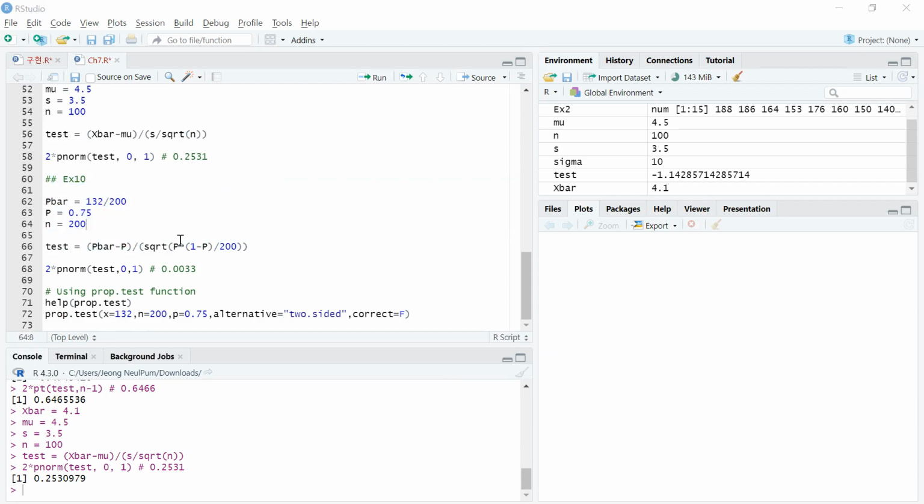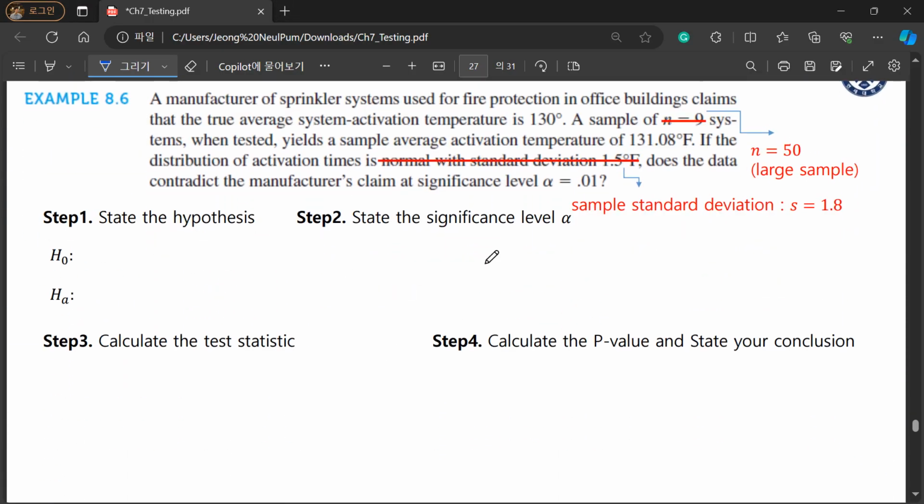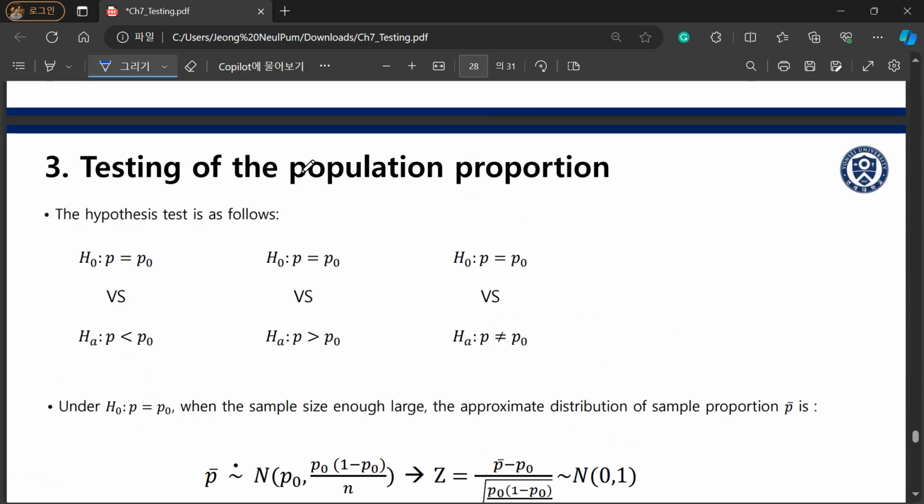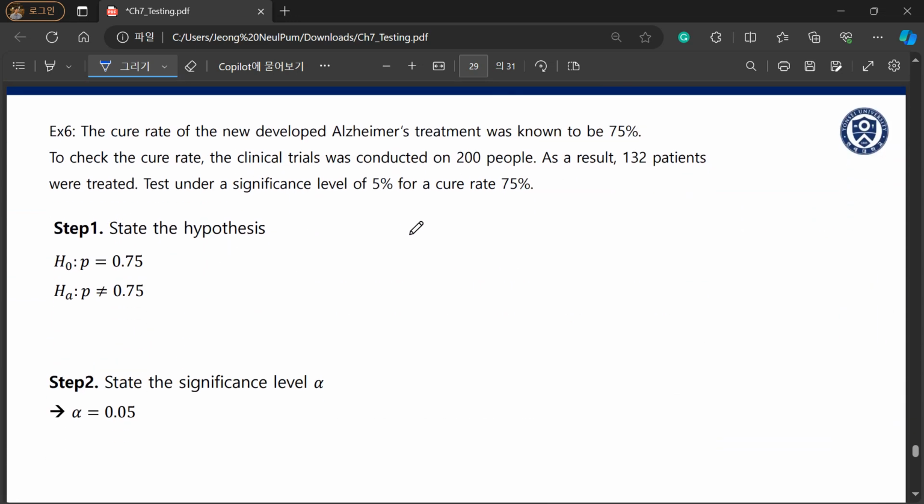And let's go to the final example. I will also skip this one, but do not skip it yourself. And we already know the population proportion distribution. So if we know our p-bar, we know that this formula follows the standard normal distribution. So which means that we can also do the hypothesis testing about this one.